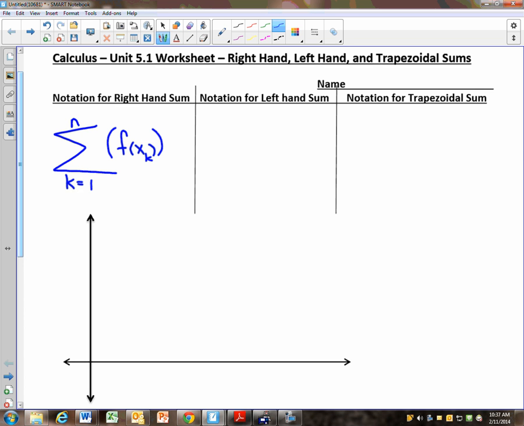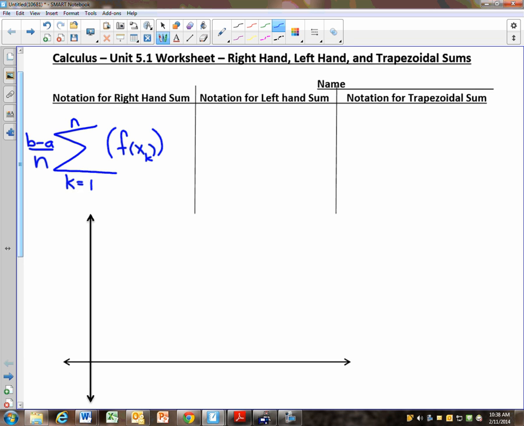So we'll add this to it. B minus A over N. Now this isn't notation that is 100% accurate for what they have with the book, but it's good enough for what we need to understand. The heights, the width, the sum.